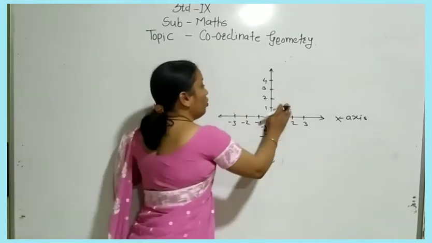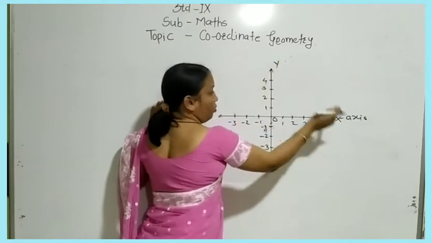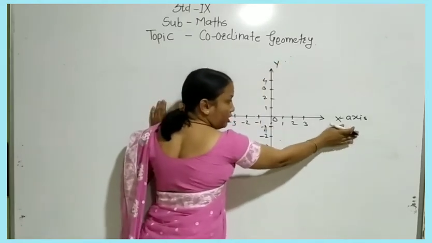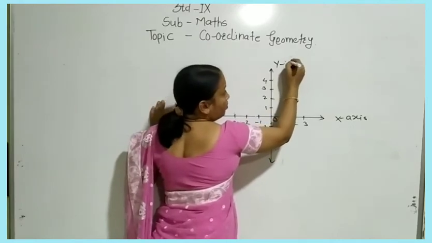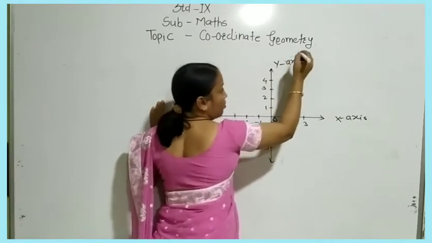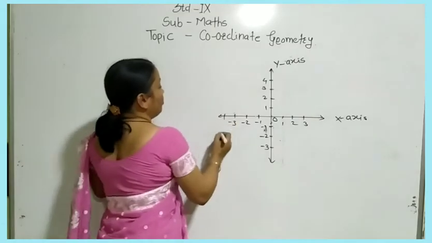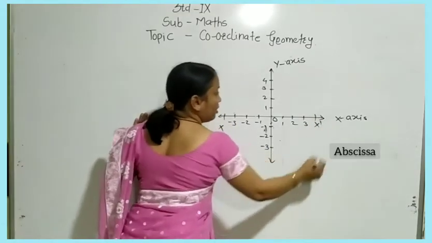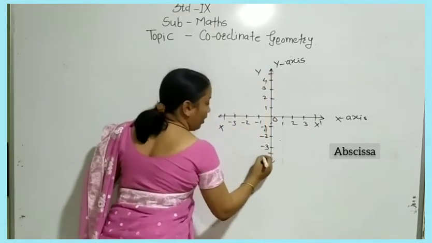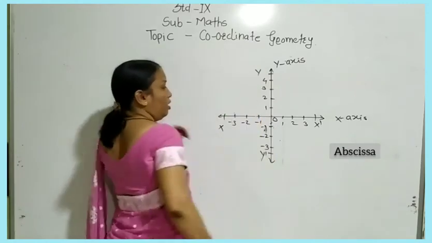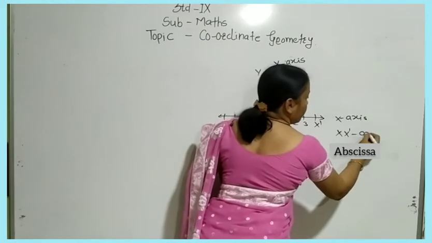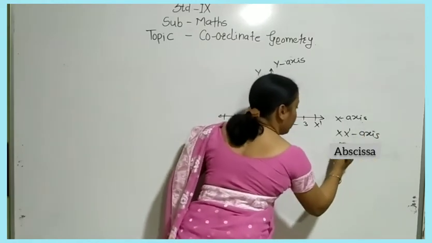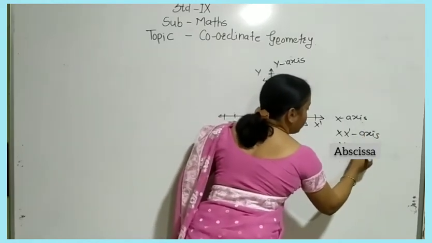Now this horizontal axis is called the x axis and this vertical line is called the y axis. It is also denoted like X dash and Y dash. That should be capital. Either you can say x dash axis or x axis, and another name is abscissa.